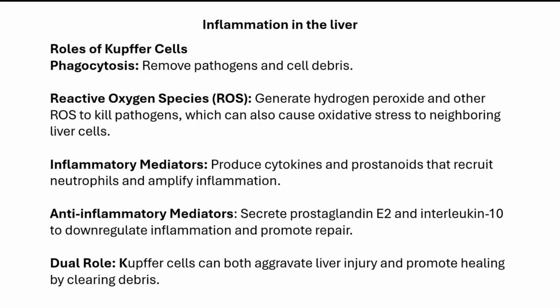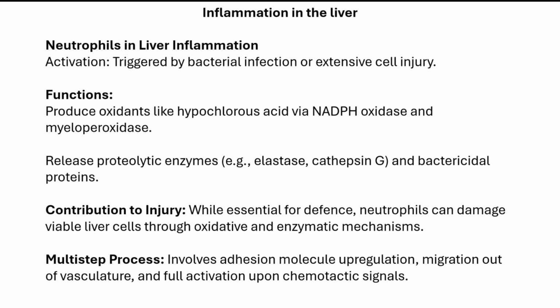They produce cytokines and prostanoids that recruit neutrophils and amplify inflammation. Anti-inflammatory mediators are there. They secrete prostaglandin E2 and interleukin 10 to downregulate inflammation and promote repair. This is the dual role: Kupffer cells can both aggravate liver injury and promote healing by clearing debris.